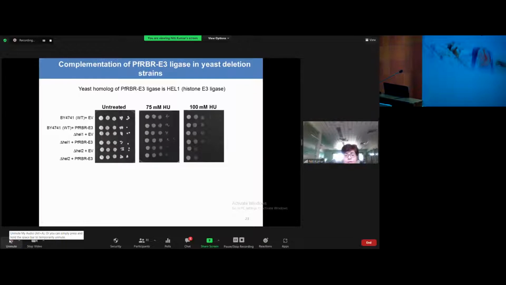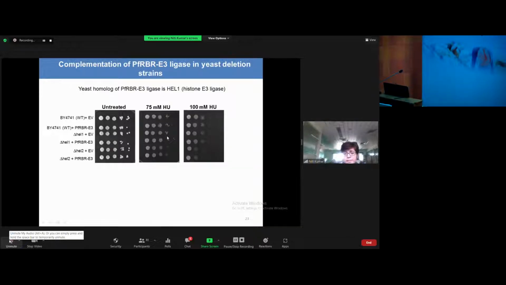In parallel, we tried to use yeast as a model to identify the probable pathways this E3 ligase is participating in. The yeast homologue of the parasite RBR-E3 ligase is HEL1, which is a histone E3 ligase. We shortlisted two histone E3 ligases, and we subjected them to different proteotoxic stress conditions, including hydroxyurea.